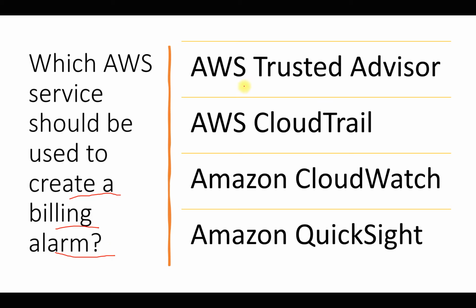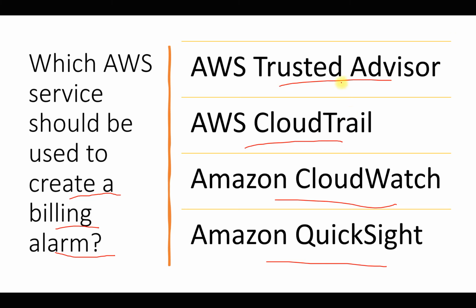So let's understand the options we are having: AWS Trusted Advisor, AWS CloudTrail, AWS CloudWatch, Amazon QuickSight. If we talk about AWS Trusted Advisor, it's an online tool that provides us real-time guidance on how we can provision our resources following the best practices provided by AWS. So it's an advisor service.